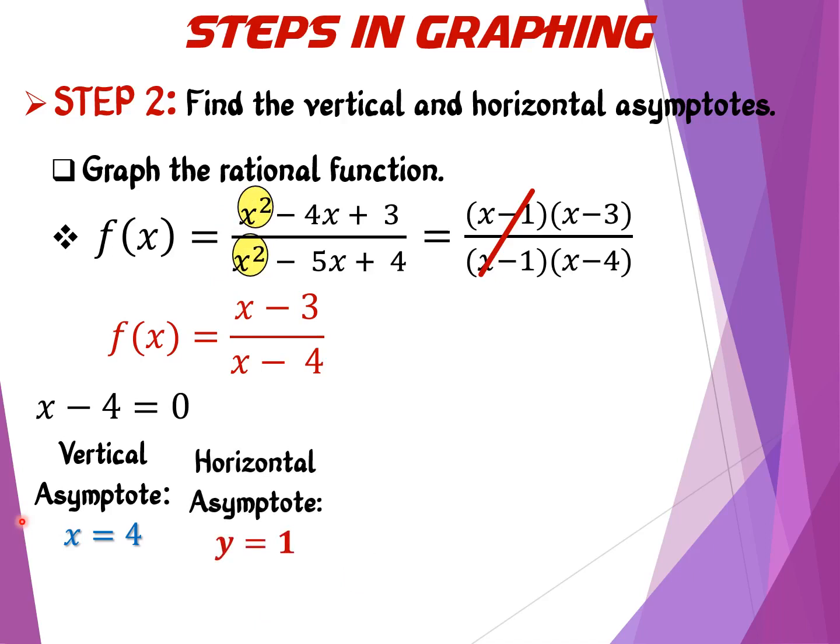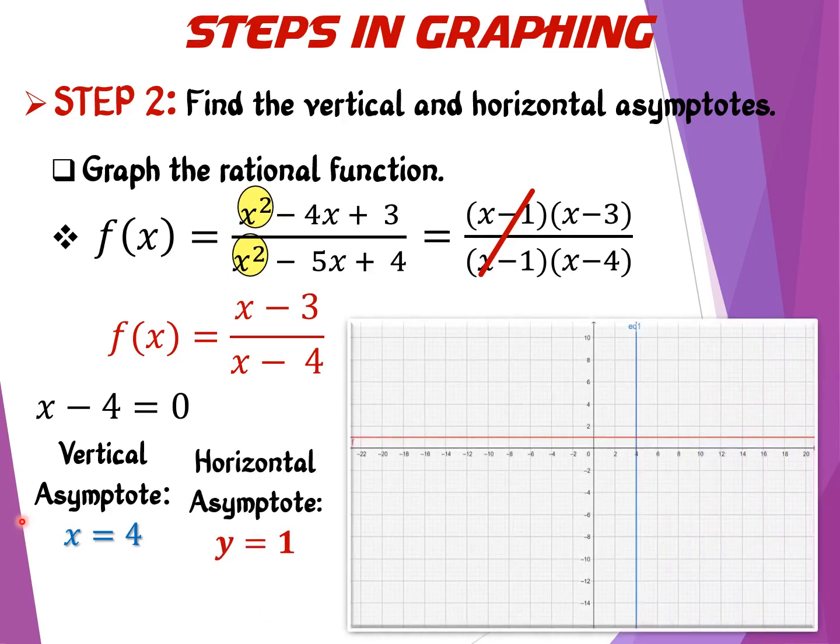And then we're going to draw it on the graphing paper. So your x is equal to 4, the vertical asymptote, is the blue one, and the horizontal asymptote y is equal to 1 is this one. Okay.